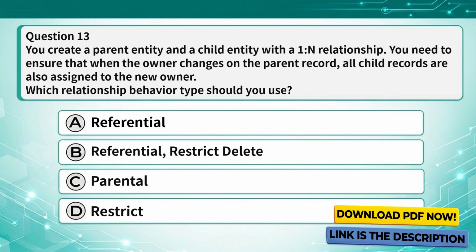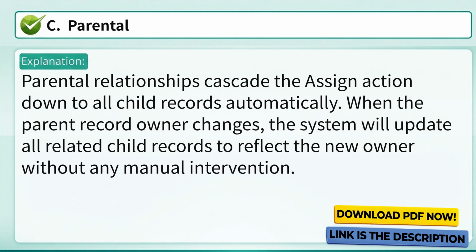You create a parent entity and a child entity with a 1-to-N relationship. You need to ensure that when the owner changes on the parent record, all child records are also assigned to the new owner. Which relationship behavior type should you use? A. Referential. B. Referential, restrict delete. C. Parental. D. Restrict. Correct answer, C.